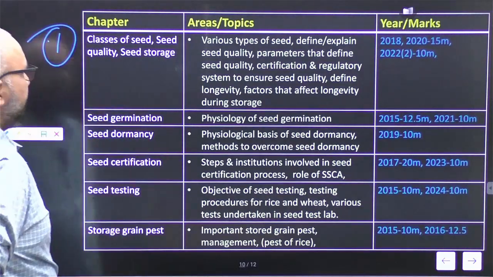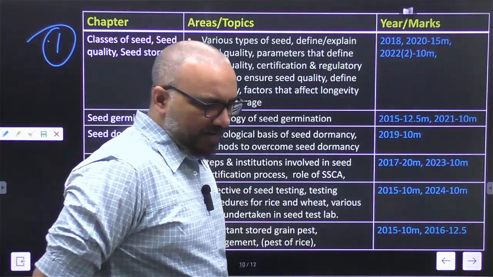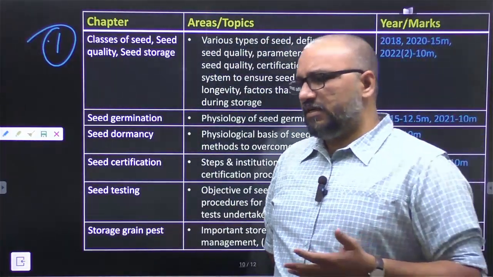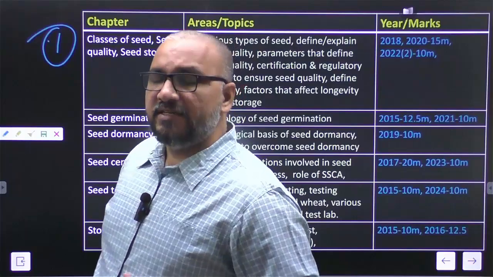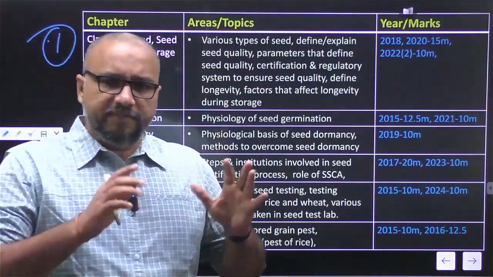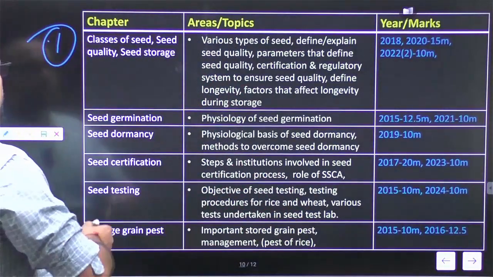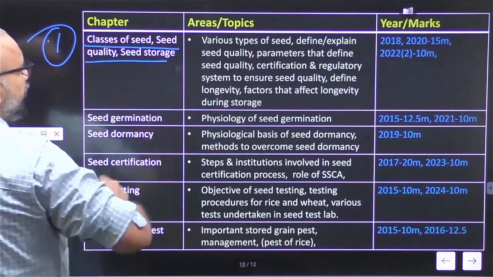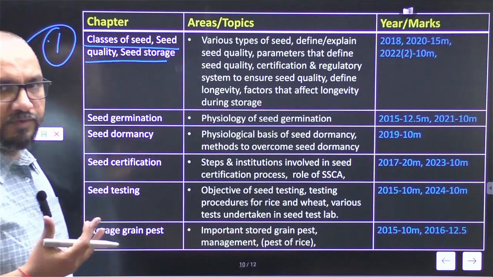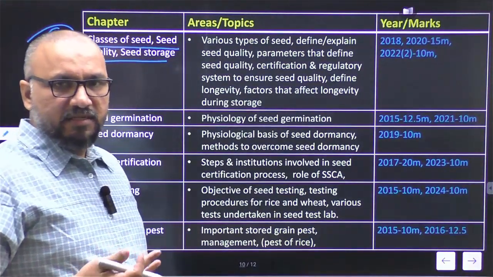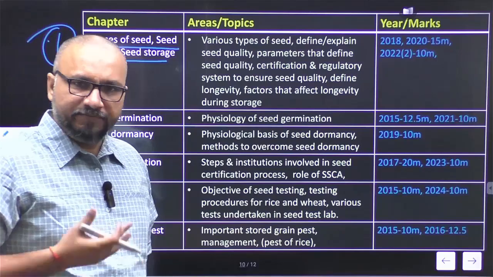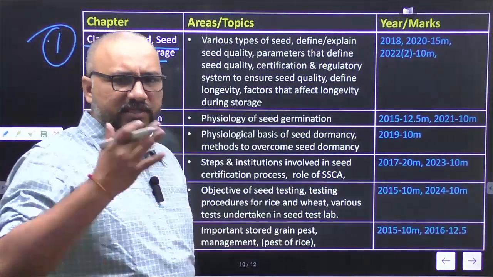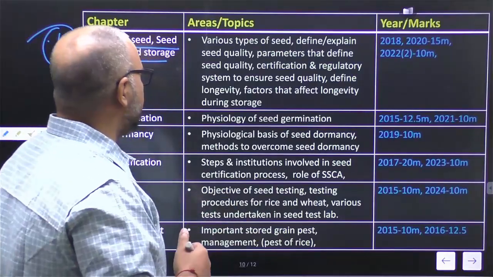So first chapter, that is the introduction part, where we learn about what is seed, what are the different classes of seed, seed storage, alright. So the basics part. So first chapter, that is the introduction part, classes of seed, what do you mean by quality seed, what are the different parameters which are taken into consideration in quality seed, and seed storage. So this is the first chapter, the basic part.